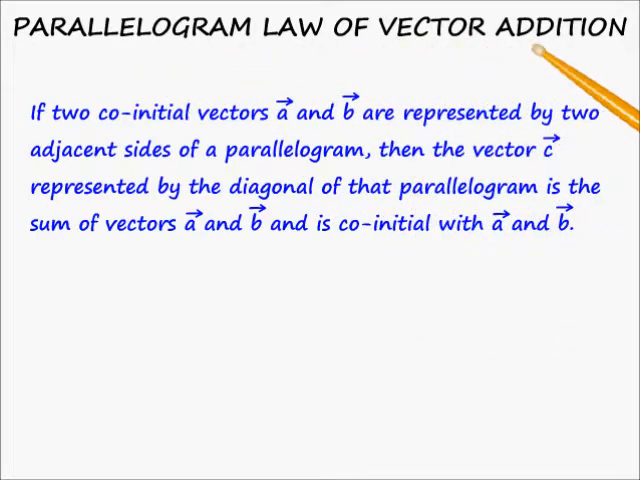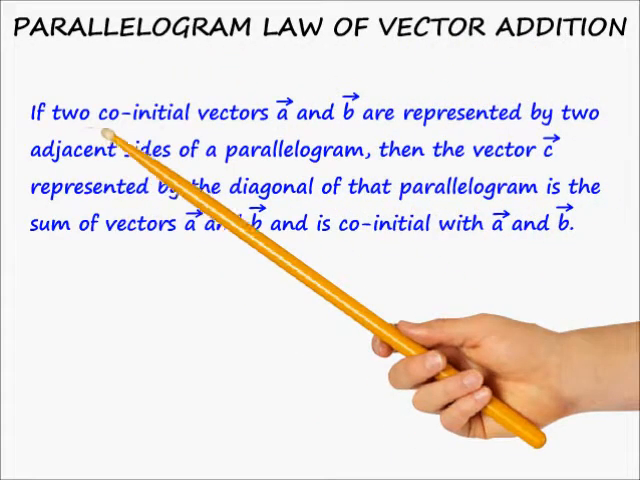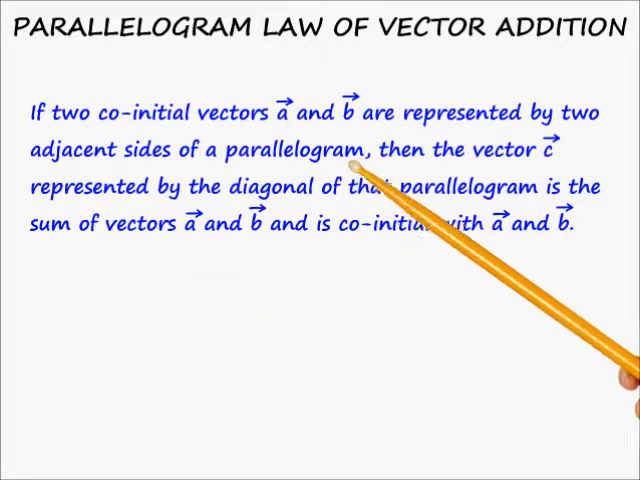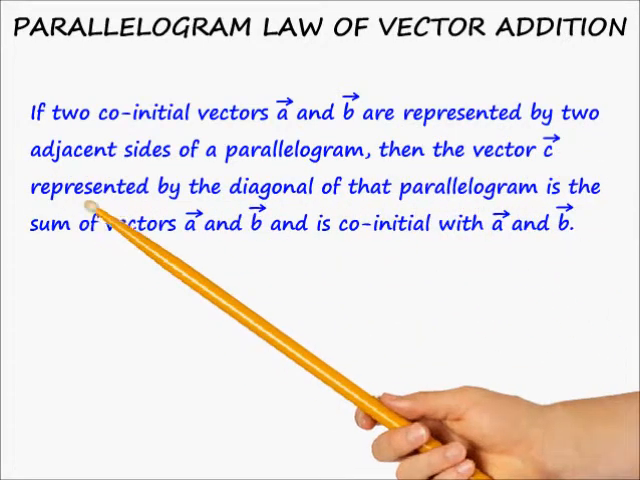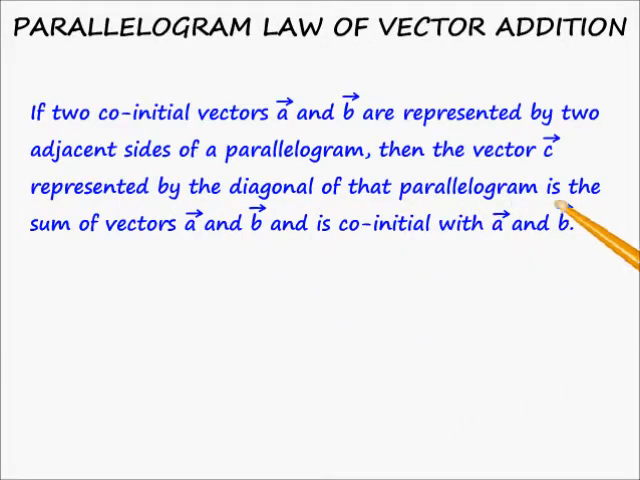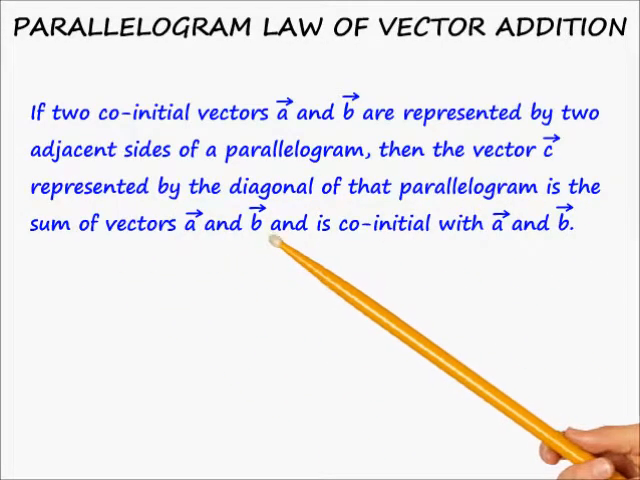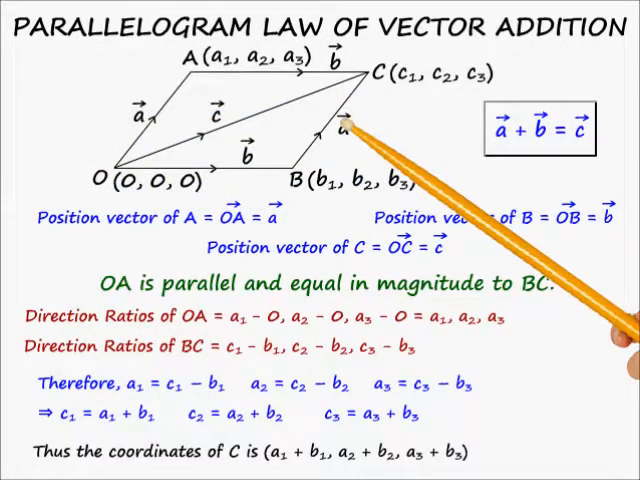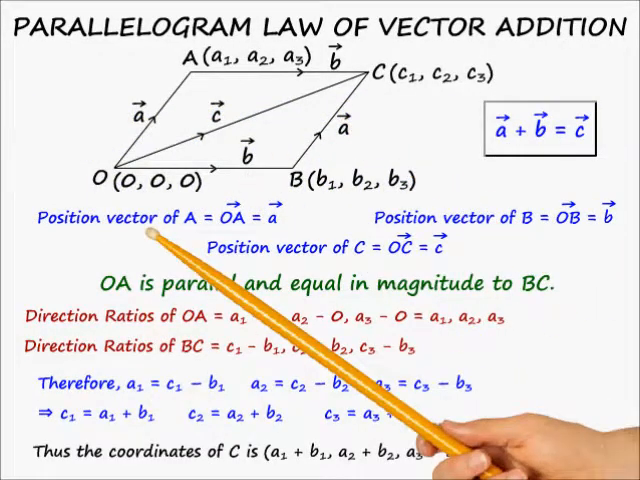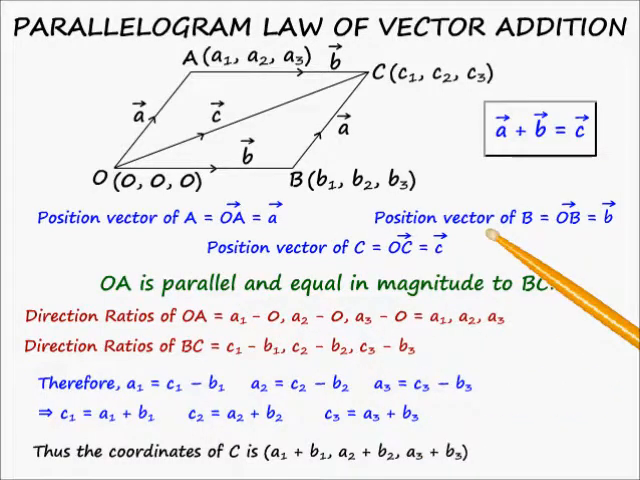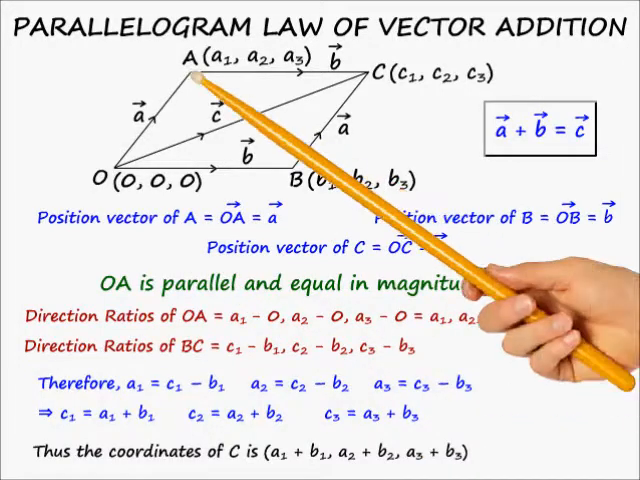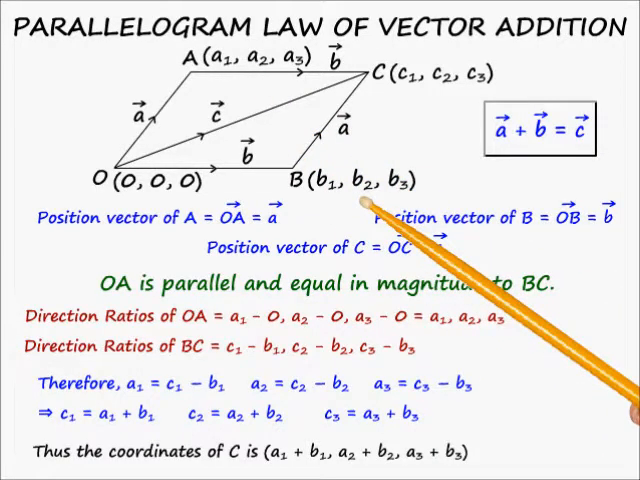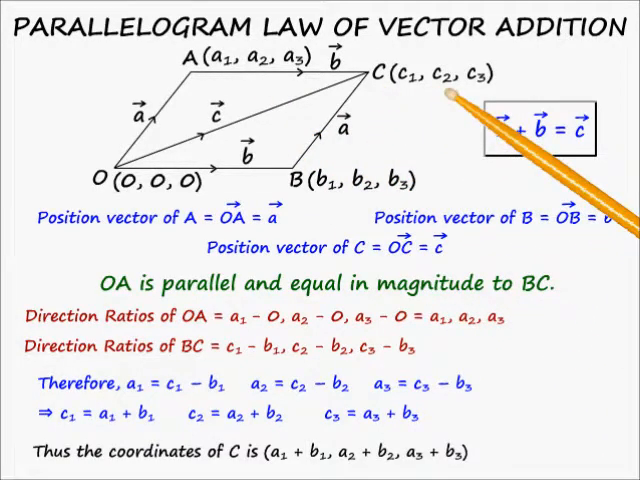Parallelogram law of vector addition. If two coinitial vectors A and B are represented by two adjacent sides of a parallelogram, then the vector C represented by the diagonal of that parallelogram is the sum of vectors A and B and is coinitial with A and B. Let this be a parallelogram. The position vector of A and B is written like this. The coordinates of A is A1, A2, A3 and coordinates of B is B1, B2, B3. The coordinates of C is C1, C2, C3.